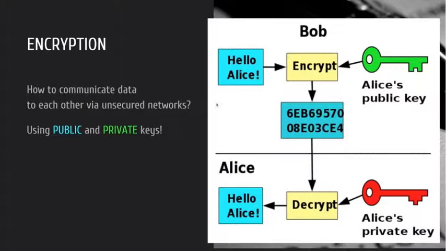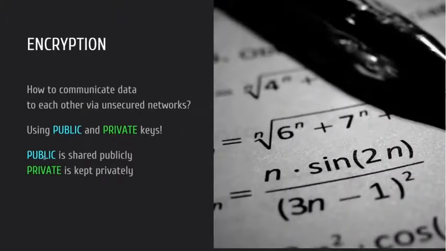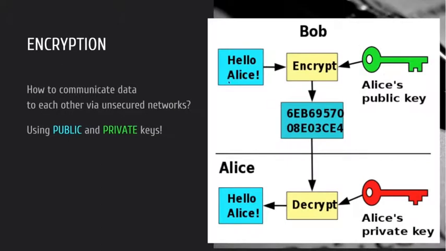So what you do is that you use Alice's public key and encrypt the message. So the message here is "Hello Alice." You use Alice's public key and encrypt it. Because, as you remember, public key is shared publicly. Alice has published her public key on the internet.